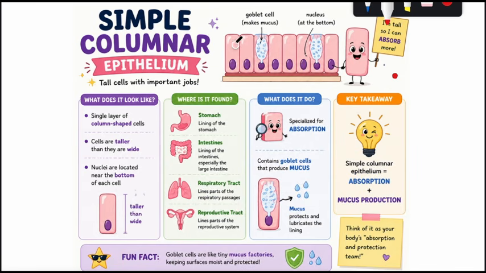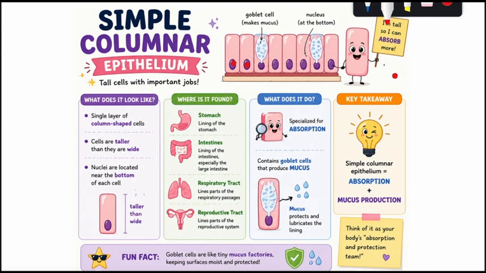Okay, so these are tall and skinny ones, basically like the basketball players. They are arranged in a single layer. Okay, no stacking, just standing in a line. And then look at their nucleus. This is the cell, and they are on the base. Okay, they're mostly on the floor, and their job is absorption. They are like, let me take everything, I'll take that, and I'll take that too.